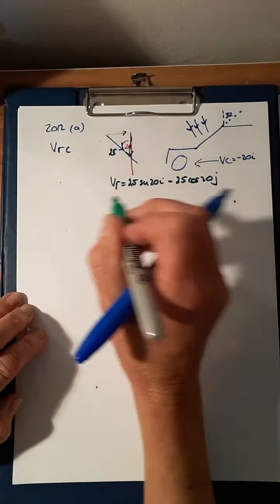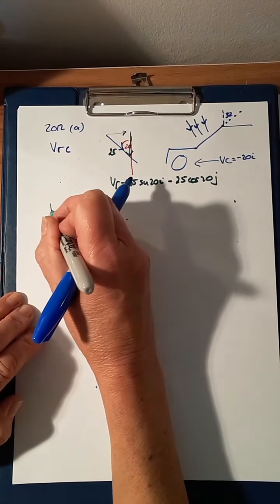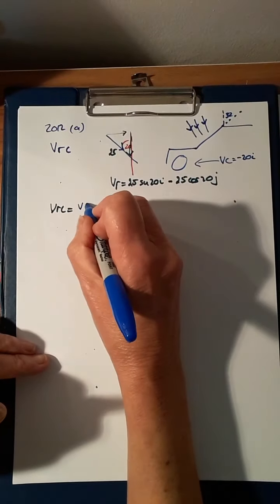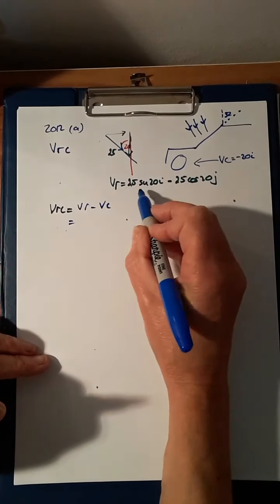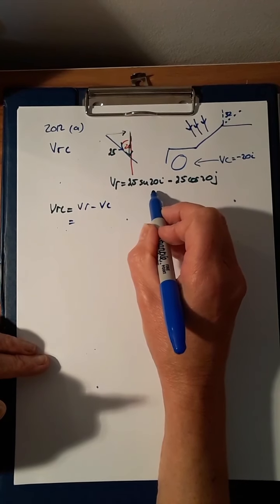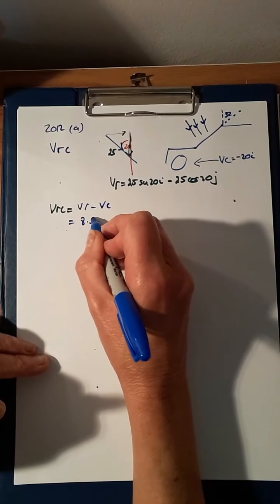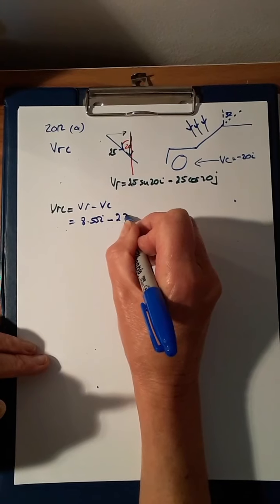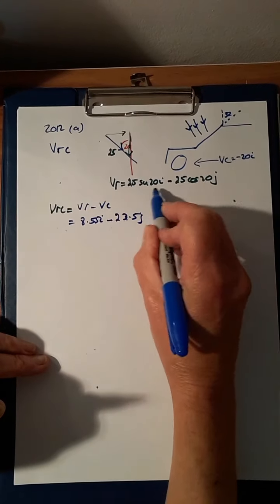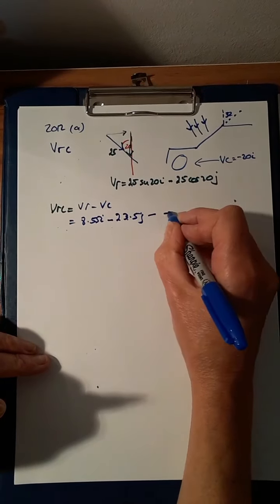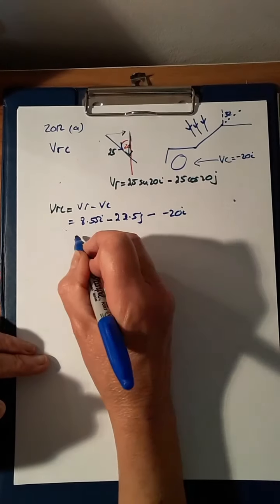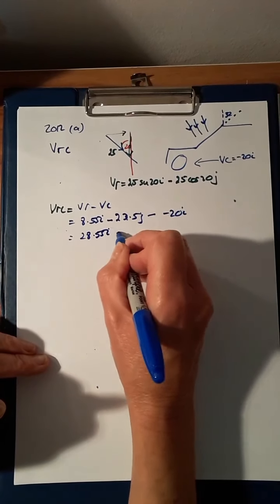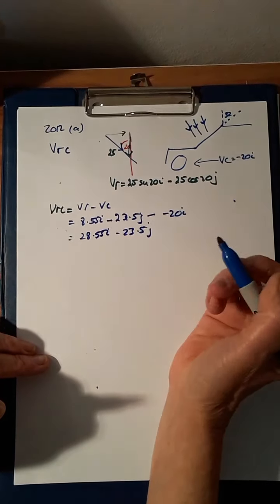Okay, now my VRC, this is what I'm trying to find. VRC is equal to VR minus VC. So if I work that out, 25 sine 20 i gives me 8.55 in the i, minus 23.5 in the j, minus VC, which is minus 20i. So this will become plus 20, of course, so now I'll get 28.55 in the i minus 23.5j.